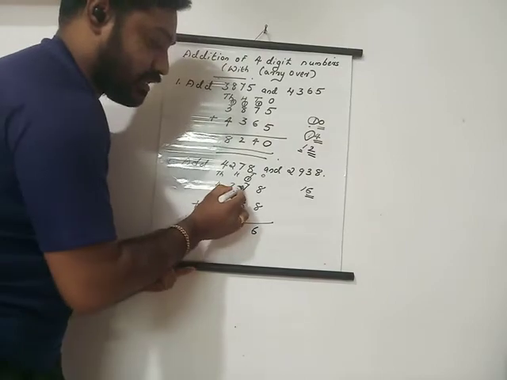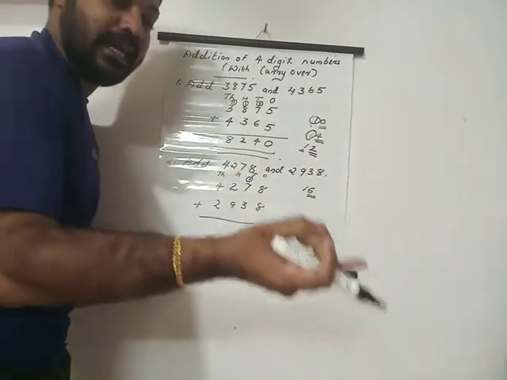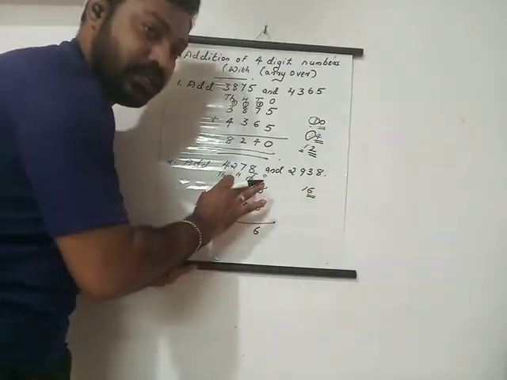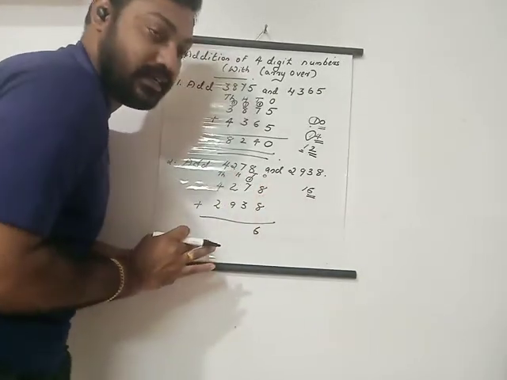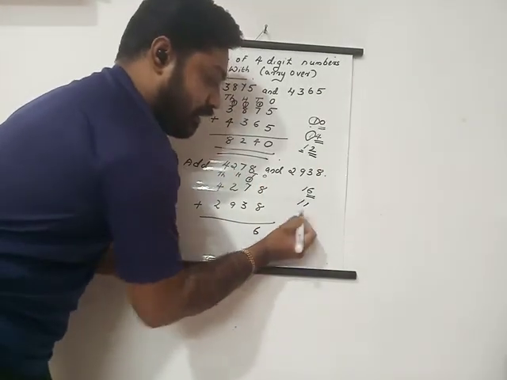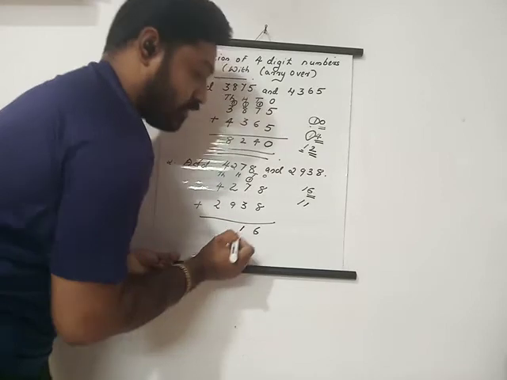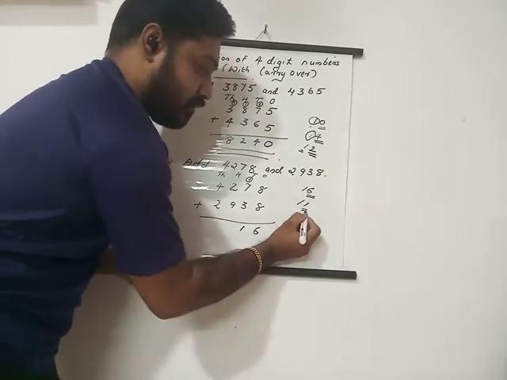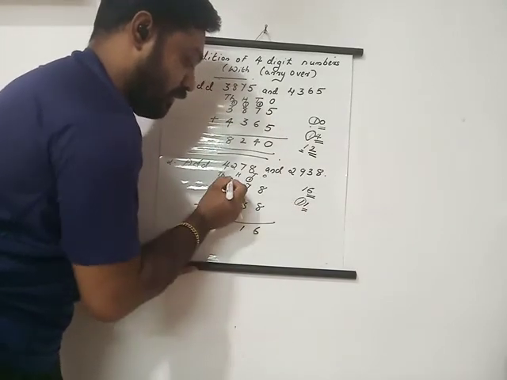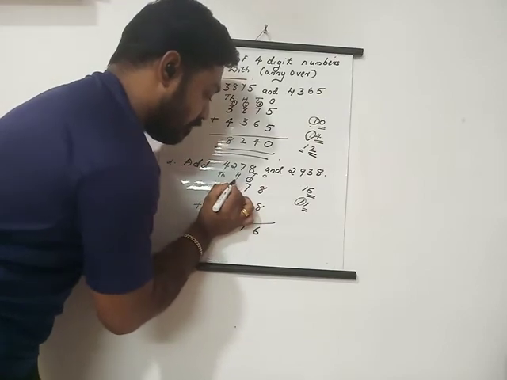Then 7 plus 3 is what? 7, 8, 9, 10, and 1 we need to add. 10 plus 1 is 11. 11 means we write 1 here and 1 will come here. 1 is the carryover.